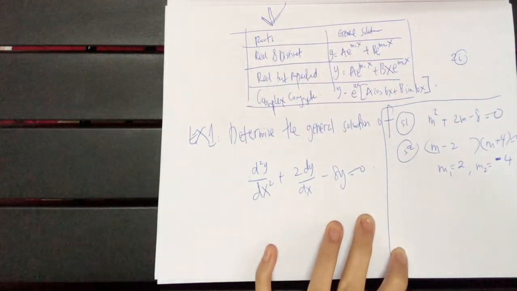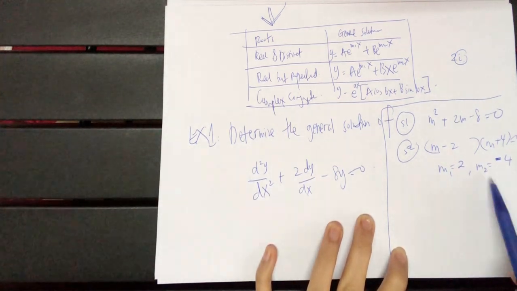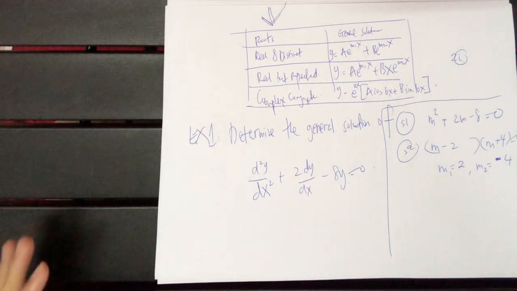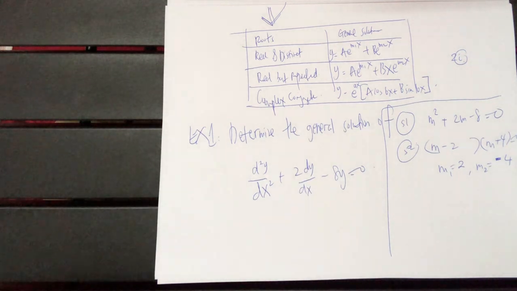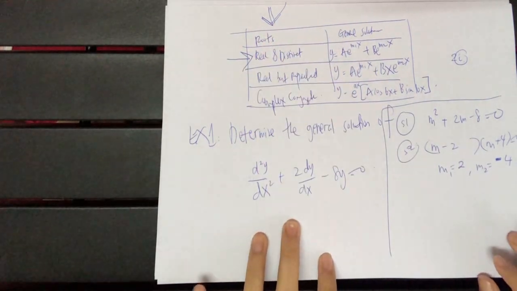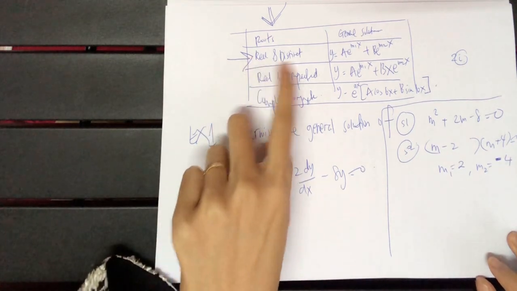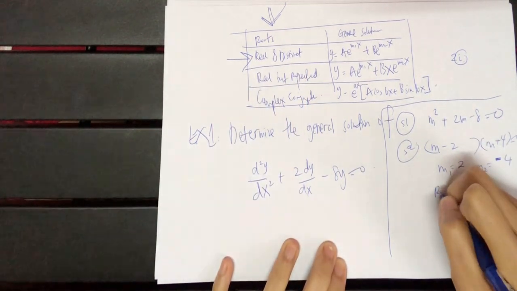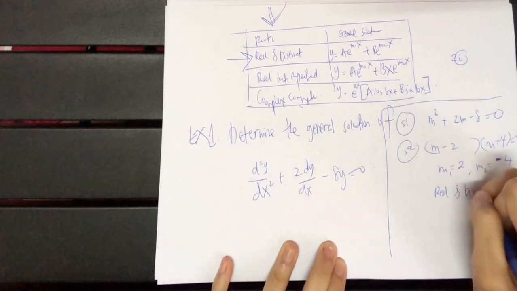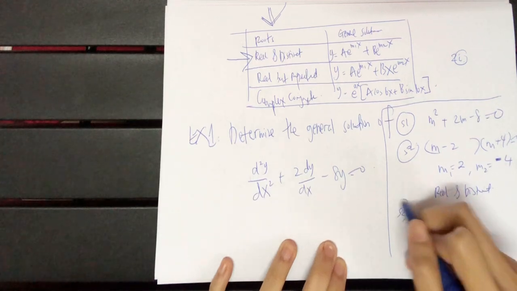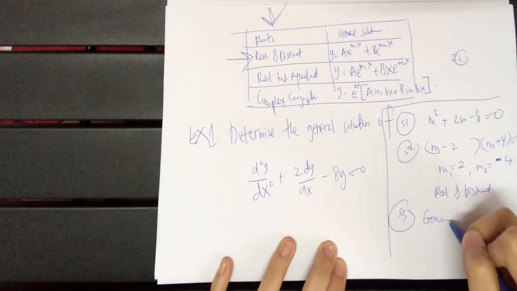Then which one do we want to choose? m1 is 2, m2 is negative 4. Is it equal or is it different? It's different, right? 2 and negative 4 are totally different numbers. So it lies in this row, real and distinct. So this is a real and distinct roots, two different things.